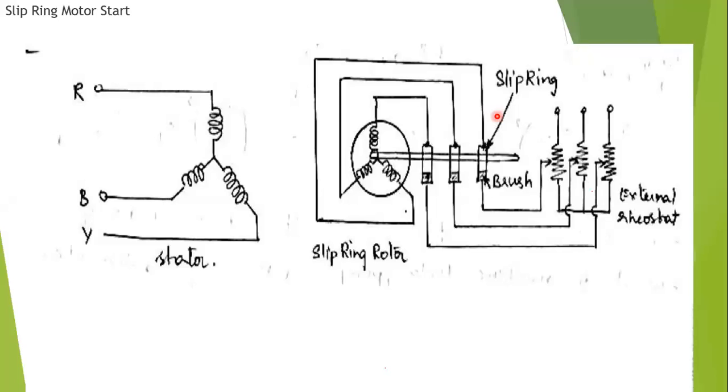By seeing the figure only you can understand. This is the external rheostat used for adding extra resistance at the time of starting. This extra resistance is inserted in each phase of the rotor winding through slip rings and brushes. At the start, maximum resistance is in the circuit, and as the motor gathers speed, resistance is gradually cut off. This is the slip ring motor.